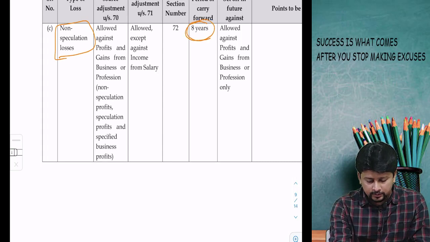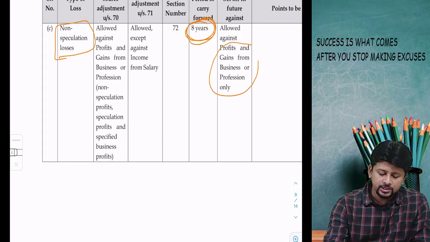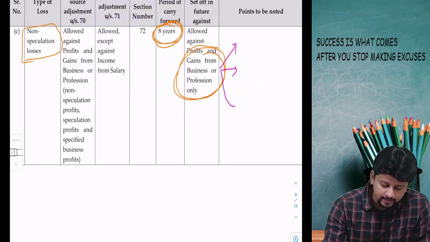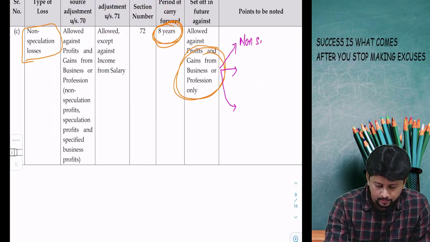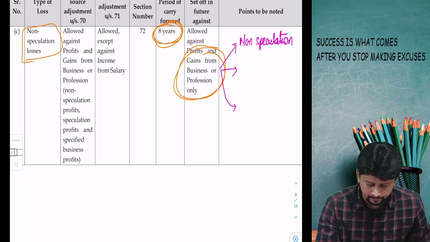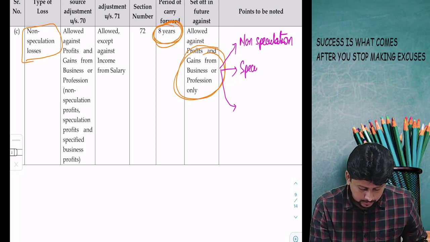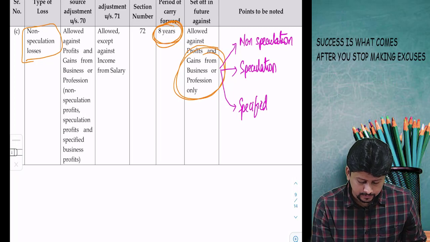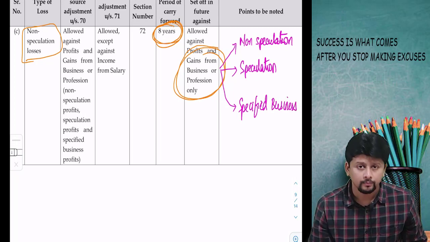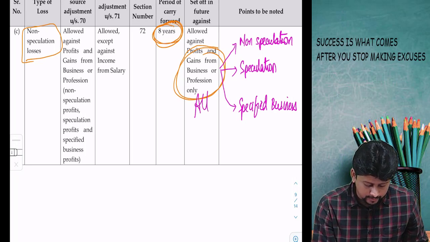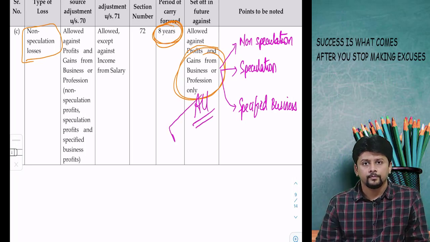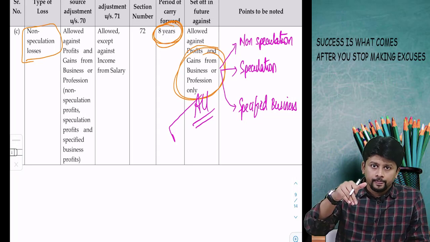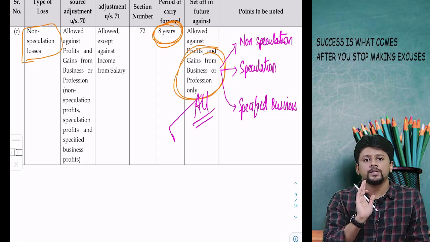Third type of PGBP loss, non-speculation loss. Non-speculation loss can be carried forward for a span of 8 years and it can be set off against PGBP income only. But under the head PGBP, I can have 3 types of profits. One, non-speculation. The other, speculation. And the third, specified business. All the profits are available. For non-speculation loss, you can set off that brought forward loss against the current year PGBP profit, which can be any PGBP, any business profit.